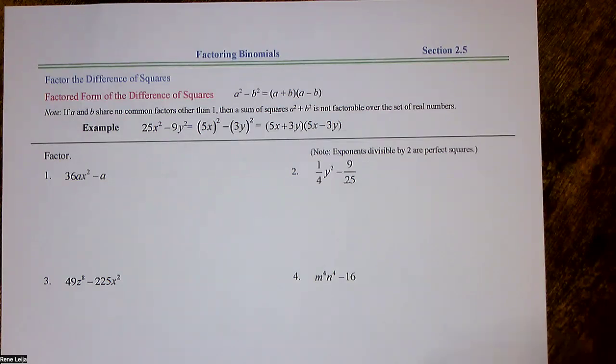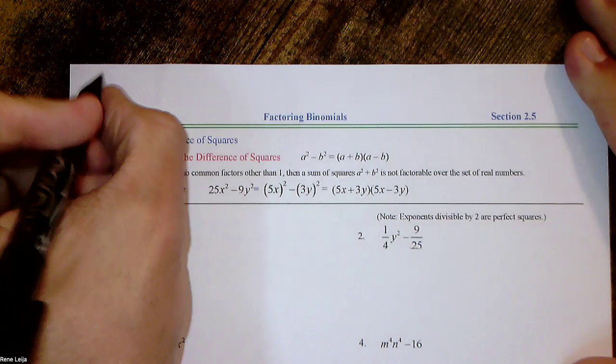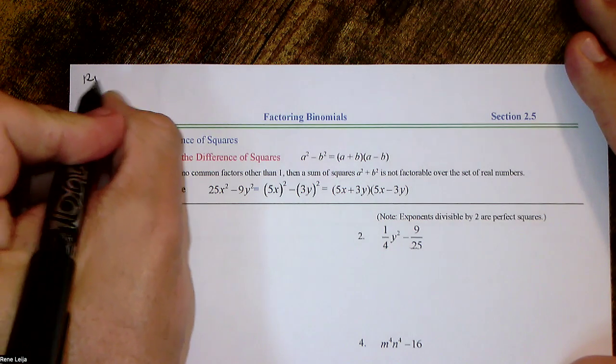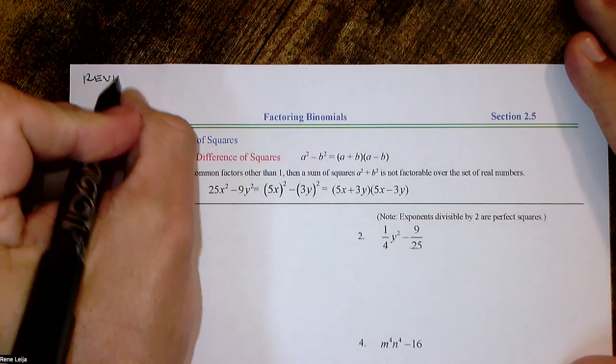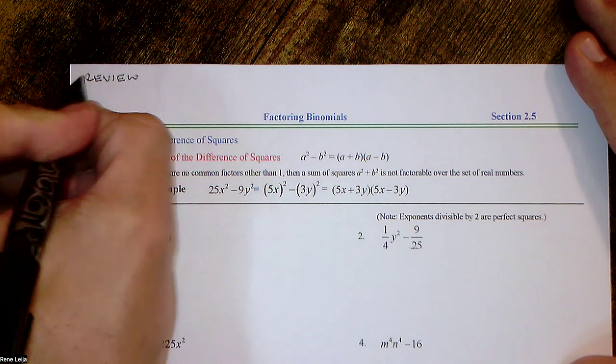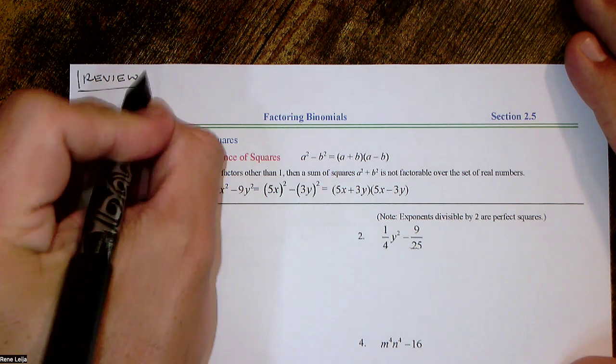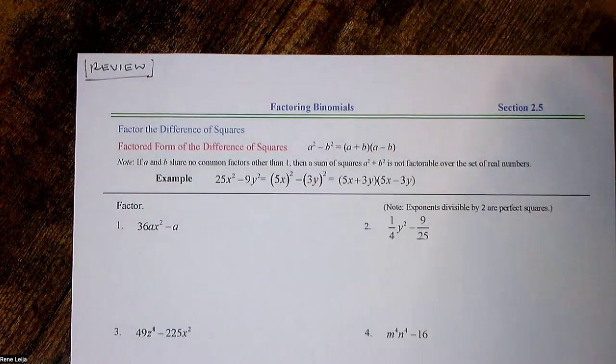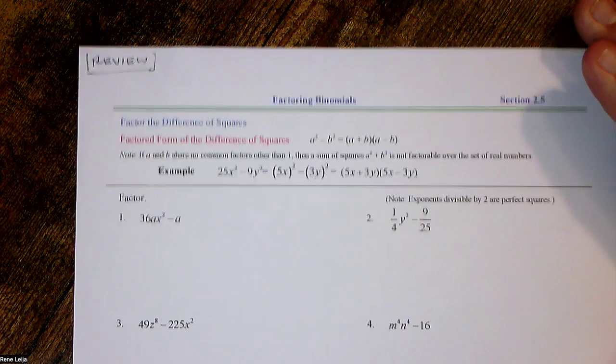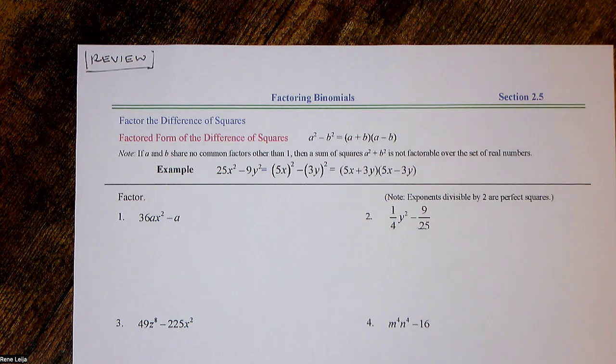Okay, this is section 2.5. Again, this is review material over factoring, and this is the last factoring strategy we're going to look at. So this is when we have a difference of squares.